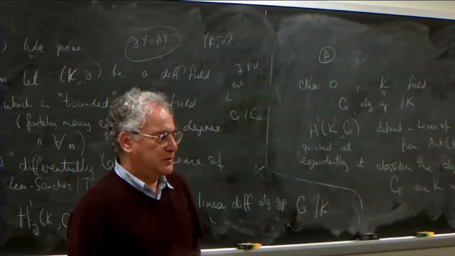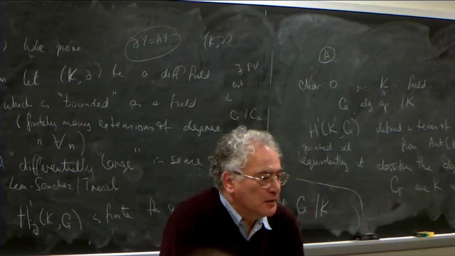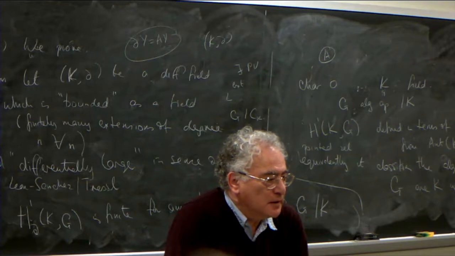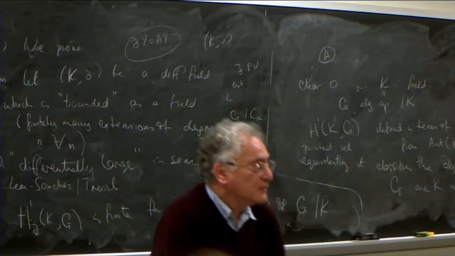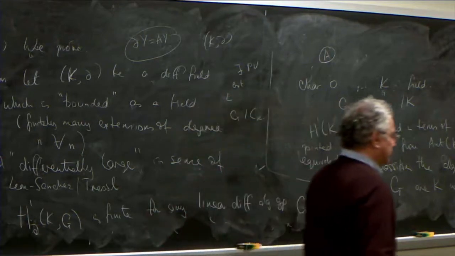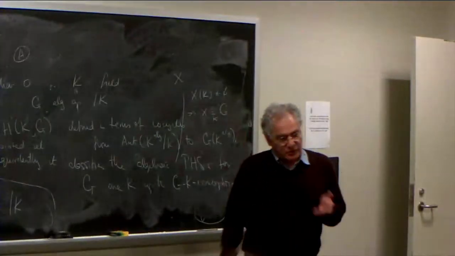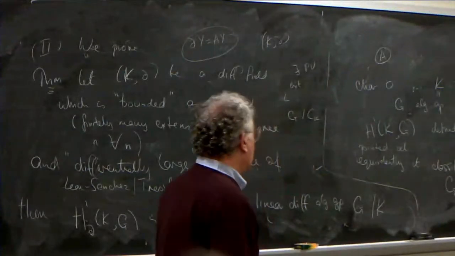Cohomology things. My question is a little different. So you have a condition on the number of extensions of degree n. Does that relate in any way to the number of extensions? I don't know. Sorry, I don't know. I'll mention related things a bit later. Sorry, I didn't understand that. I thought you meant something else.